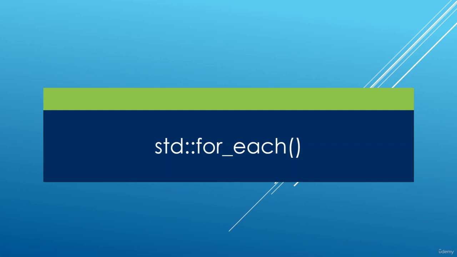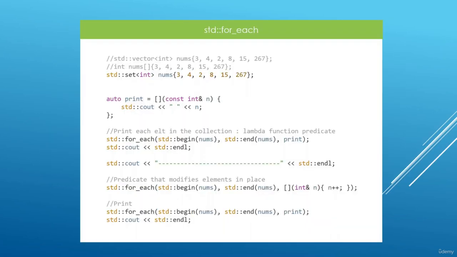In this lecture, we're going to learn about the for each algorithm in the C++ standard library. This is an algorithm you can use to apply a given function to any element in the container. Here we have a bunch of containers we're going to apply this on. We have an std vector, we have a raw array, and we have an std set. You can really use anything here.